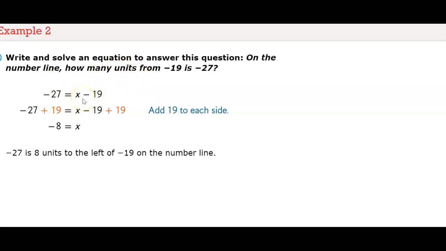So we want to get x by itself on the number line. We're going to do the opposite of subtracting, which is adding. So adding 19 to both sides. Minus 19 and adding 19 is equal to 0. So we have x by itself now on that side of the equation. Then we have negative 27 plus 19, which is equal to negative 8. So negative 27 is 8 units to the left of negative 19 on the number line.